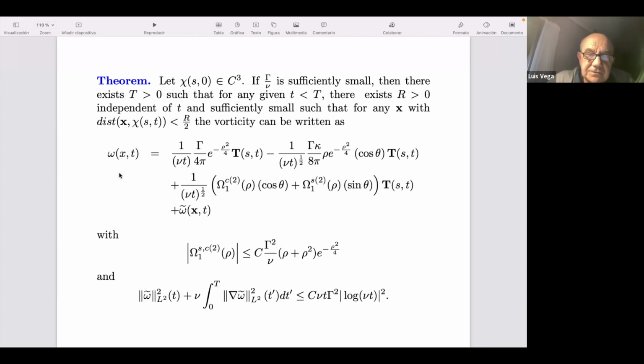And what is the outcome? The outcome is that the vorticity at a given time, position x, will have different terms, and I do an asymptotic expansion in the small parameter, which, as I said, is the square root of nu t. And the interesting thing is the first 3 terms point in the tangent direction. So the direction of the vorticity doesn't change. The only thing that changes is how the vorticity is distributed along the normal plane, if you will, which is precisely the amplitude of the measure.